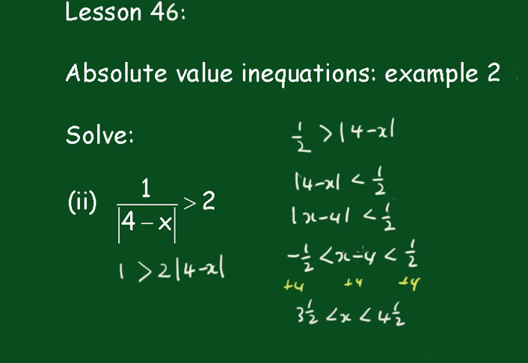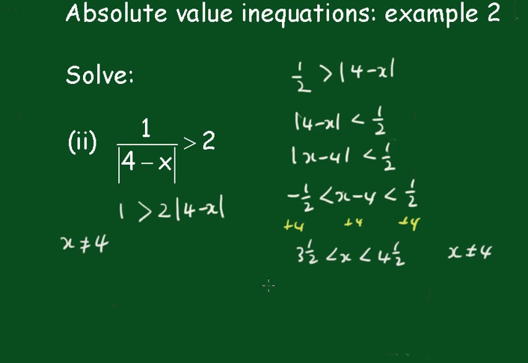Now, is that the answer? Well, no, not quite, because we've forgotten one little thing here. You've got x in the denominator position, so x cannot be equal to 4, right? So x is not equal to 4. So you could have something like x not equal to 4 here, I guess, or probably a better way of writing it is that it's 3.5.